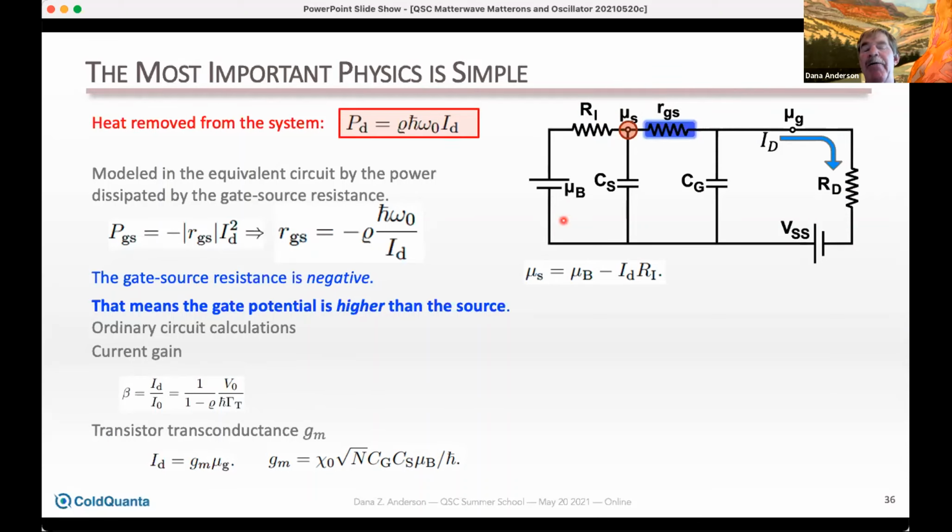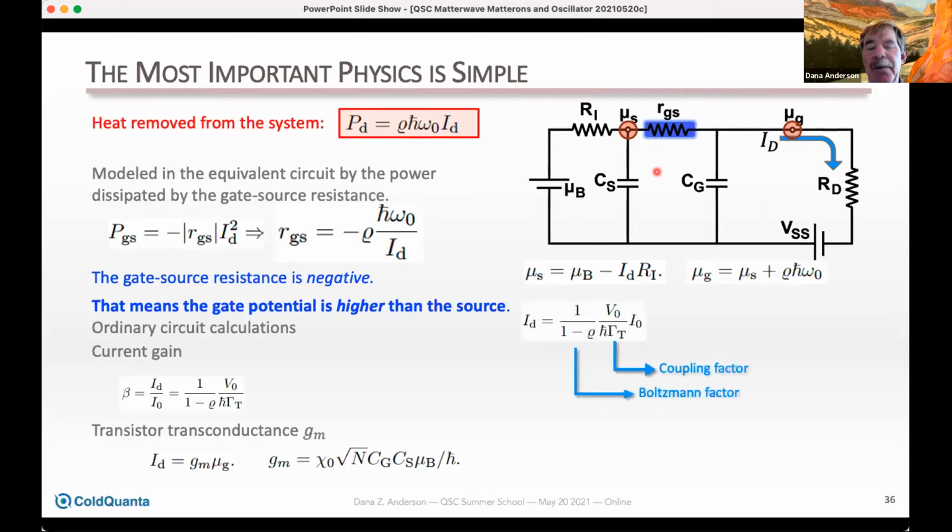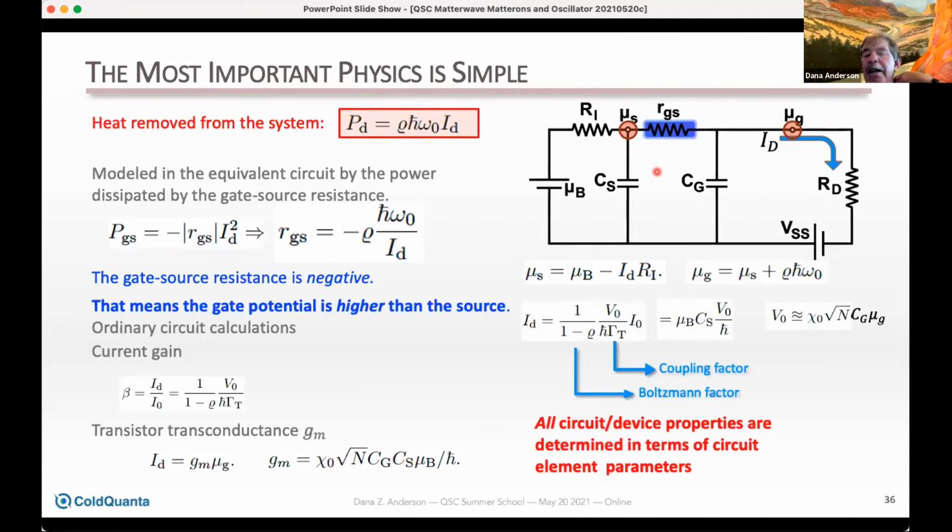And what I told you before of using Boltzmann statistics and so on, associated with the thermal atoms that manage to go from the source into the gate, and there's cooling of the gate, negative resistance. That's the equivalent of gain, by the way. And as I said, I won't go through the calculation, but it's really very straightforward to calculate all the circuit device properties in terms of this equivalent circuit.